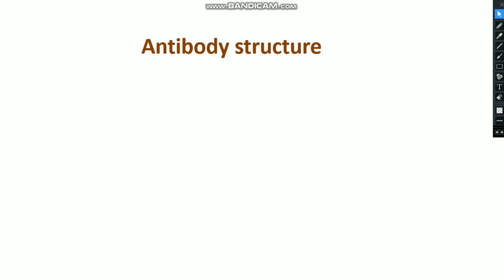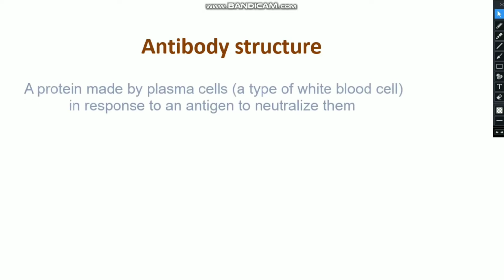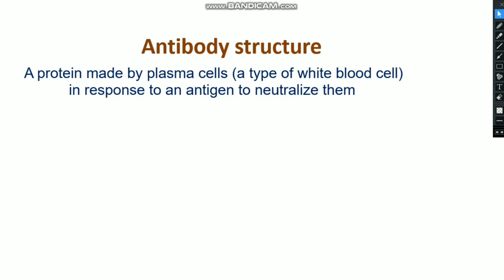In this tutorial video, I'm going to talk about antibody structure. So first you have to know what an antibody is. An antibody is a protein or polypeptide made by the plasma cells in response to an antigen to neutralize the antigen. This antigen might be bacteria, a virus, or any kind of non-functioning protein in our body.